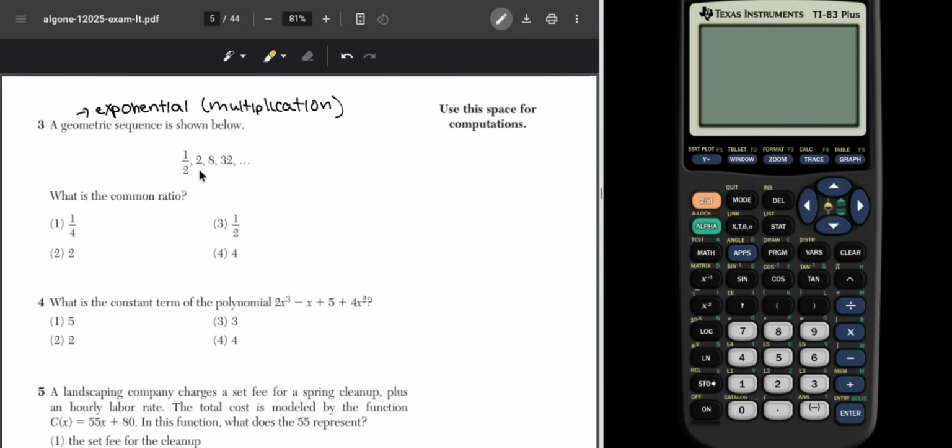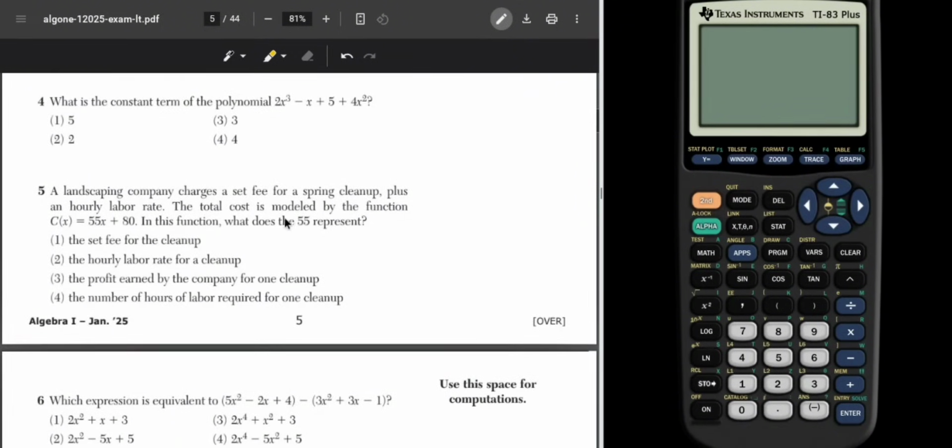So I'm going to pick any two consecutive numbers. Let's say I don't want to deal with the fraction, I'm going to deal with 2 and 8. So I need to find that common ratio. What I'm going to do is simply 8 divided by 2, and I'm going to get 4. I get 4 as my common ratio, answer choice number 4. I want to check my answer. I do the same thing with the next two consecutive numbers. 32 divided by 8 is equal to 4, and I know that is my common ratio.